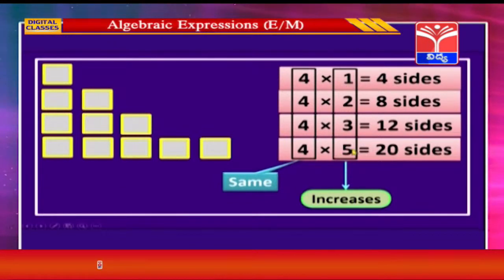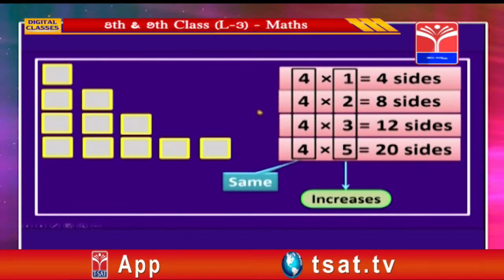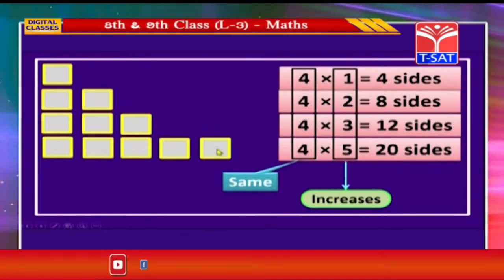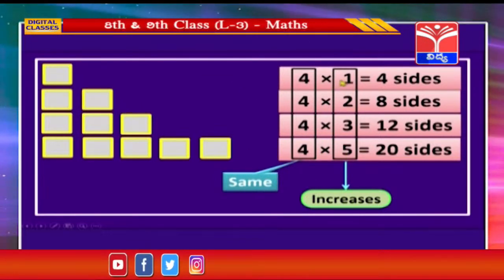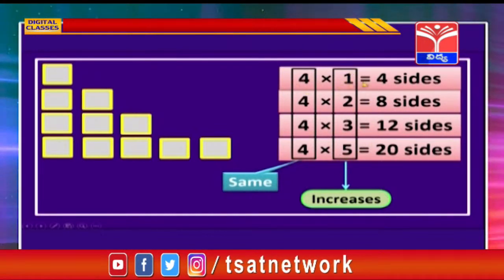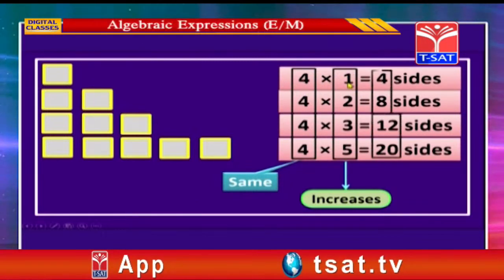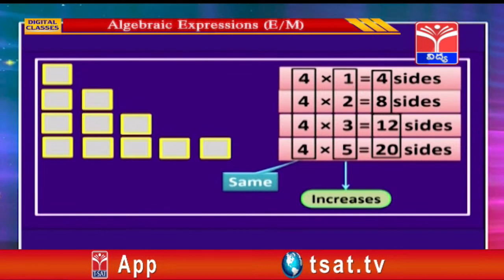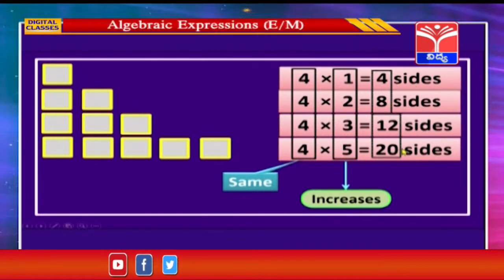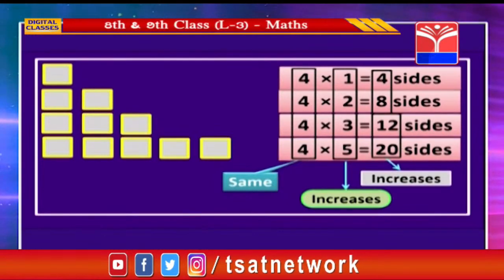So the number of squares is increasing, right children? So if we have 1, then 2, then 3, then 5, like that, it is increasing. Now if you move the other way, obviously it will be decreasing, right? 5, 3, 2, 1. So that means there is change in this case, whereas this one remains the same, whereas this part changes every time. Now let us see the total number of sides children. Even if you notice the total number of sides 4, 8, 12 and 20, it also increases or changes accordingly.